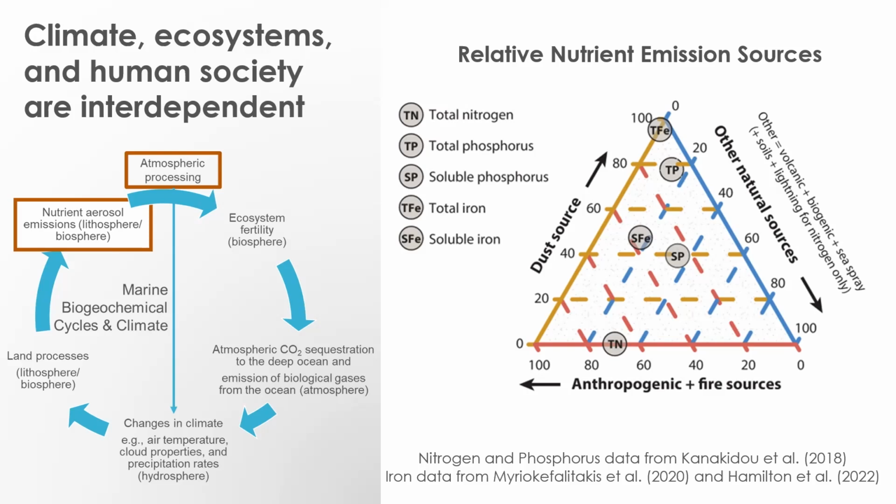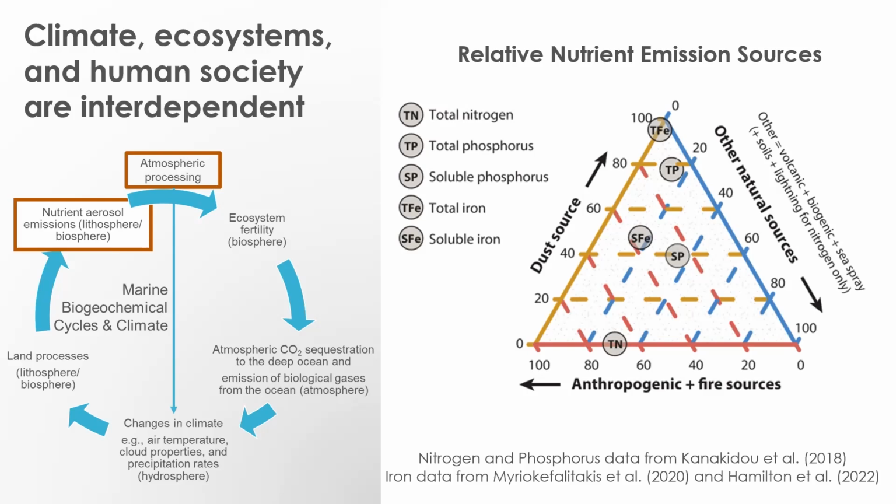However, that's not to discount wildfires, because they can be important in some regions, and I'll loop back around to one example of that later. And then when we're looking at the mineral nutrients, so that's our iron and phosphorus, the total amount of those two nutrients being emitted to the atmosphere is really dominated by dust.